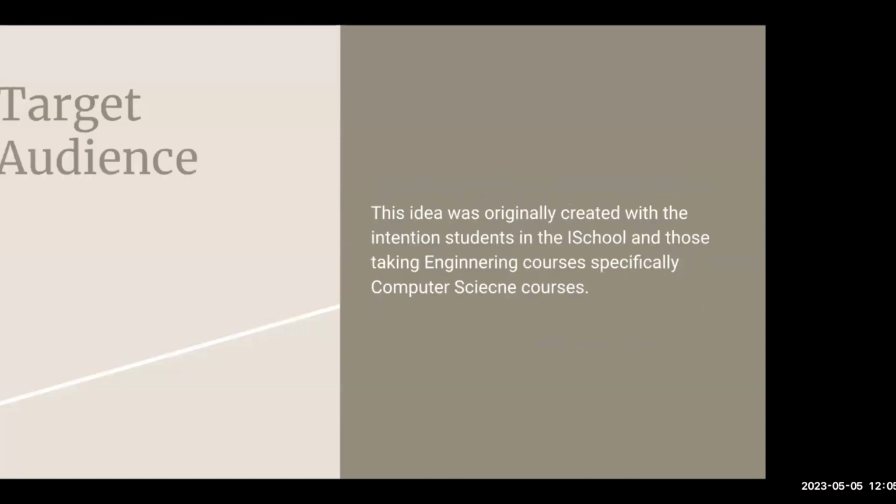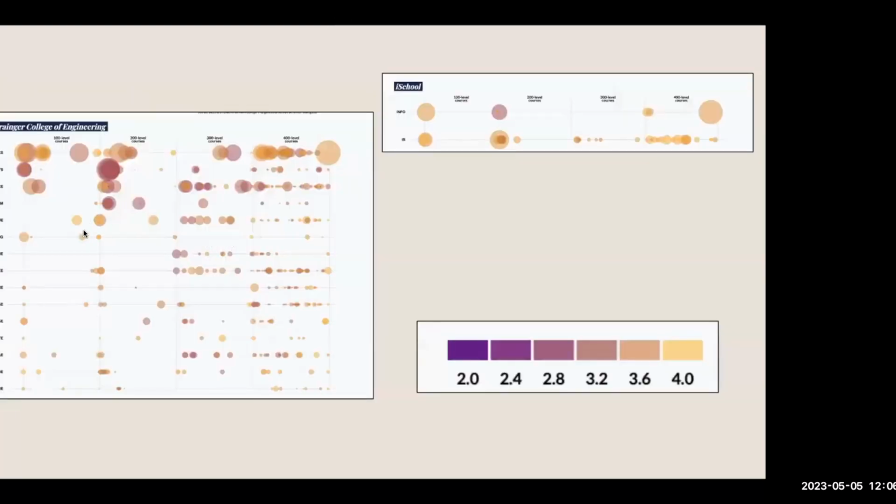So the target audience: this idea was originally created with the intention of helping students in high school and those taking engineering courses, specifically computer science courses, since these courses tend to be harder. Over here, I put the average GPAs of every major in engineering and every high school major, and I put the key on the right. You can see that a lot of these courses have lower GPA averages, so there needs to be a way for people to communicate and help aid the students in any way possible.